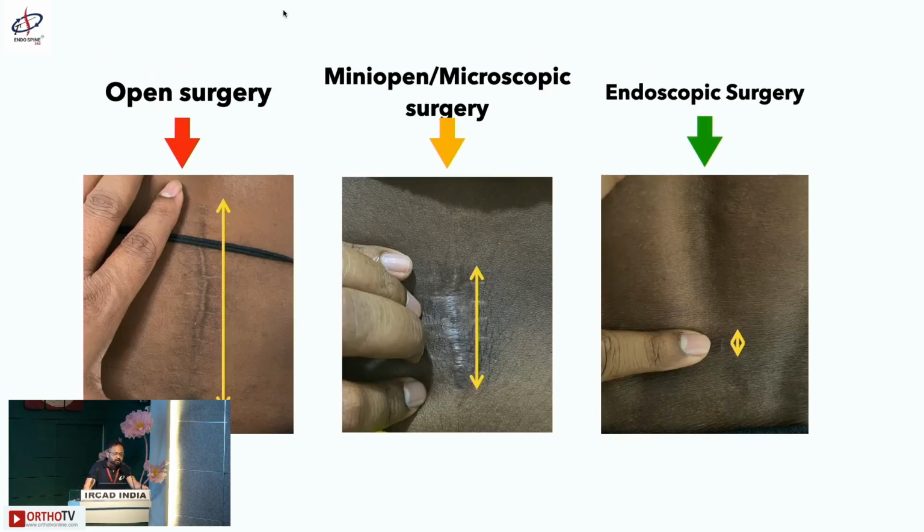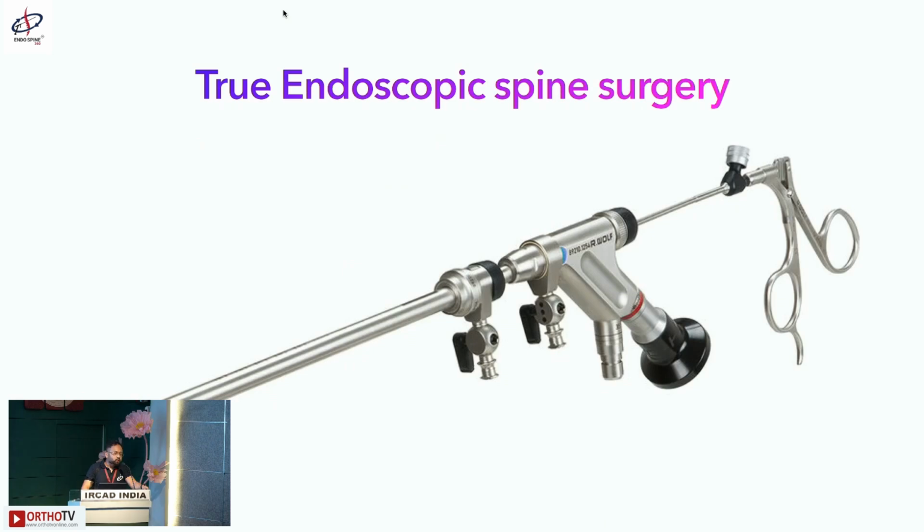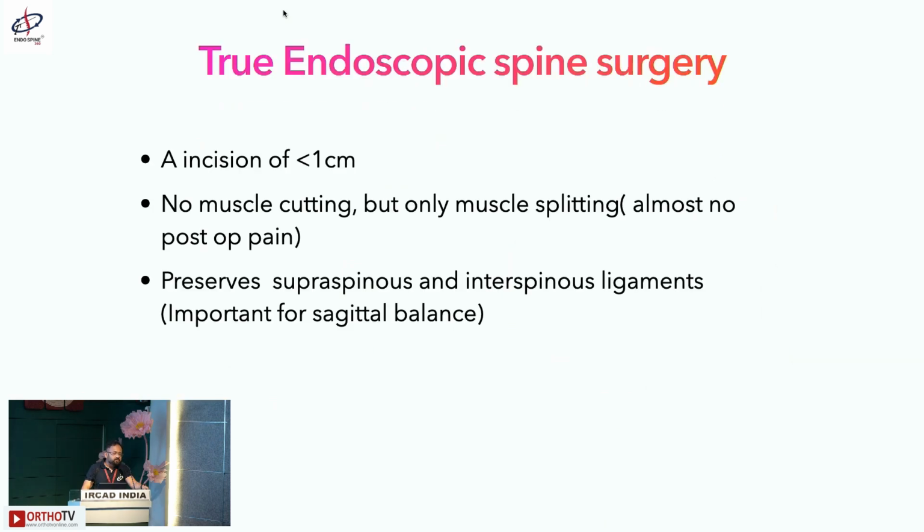So these are the scars of open surgery, mini open or microscopic surgery, and this is the scar of endoscopic spine surgery. So what is true endoscopic surgery? The incision is less than 1 centimeter, no muscle cutting but only muscle splitting, so almost no post-operative pain, good functional outcomes, and preservation of the sagittal balance by not destroying other structures.